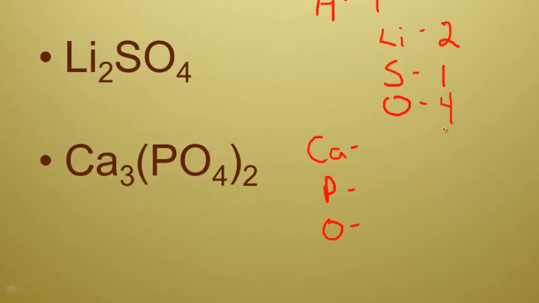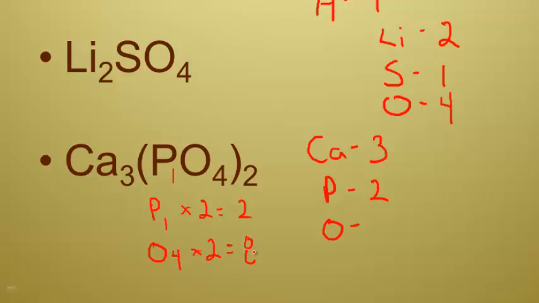When we take a look at calcium phosphate, I see 3 calciums. And then this 2 subscript has to actually get distributed into everything for phosphate. Since there's understood to be a 1 on phosphorus, it's P1 times 2, which tells you that there's 2 phosphoruses. For oxygen, it's O4 times 2, which is equal to 8 oxygens.